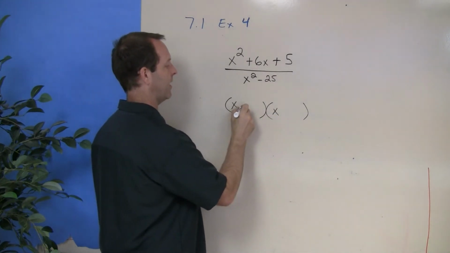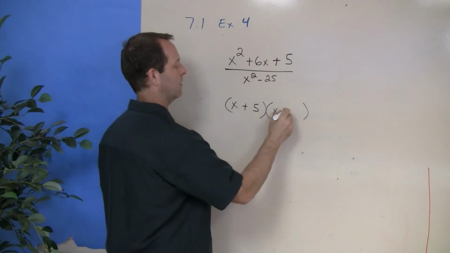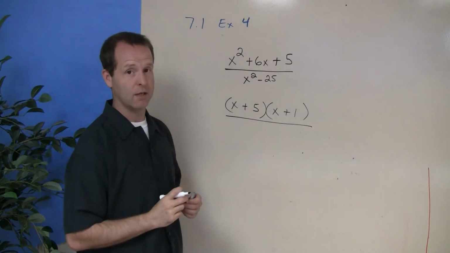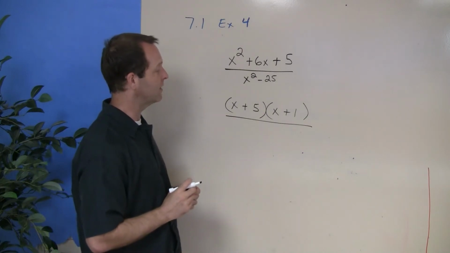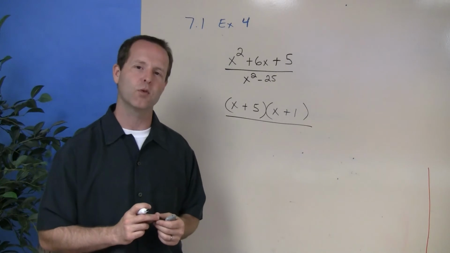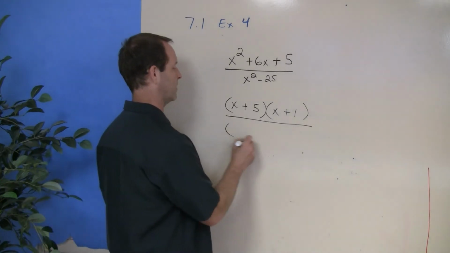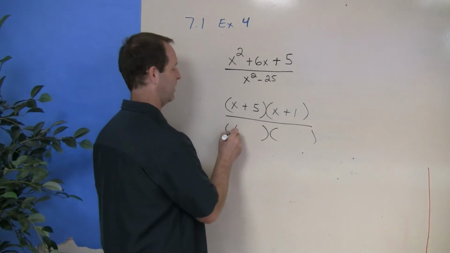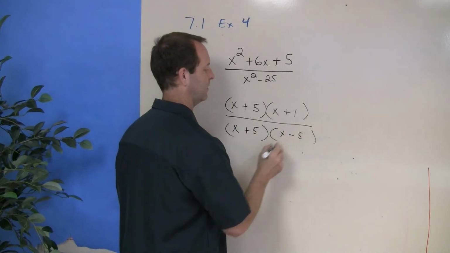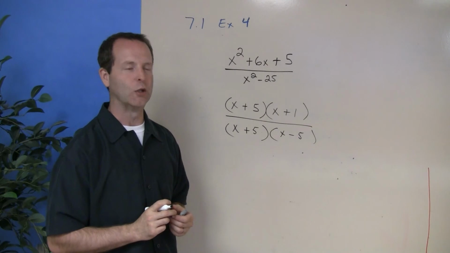Looking at it by inspection, it looks like it factors down to x plus 5 and x plus 1. The denominator, one of our favorites, is a difference of 2 squares: x squared minus 25. And that always factors down into x plus 5 and x minus 5. One of our favorite factors that we can do.